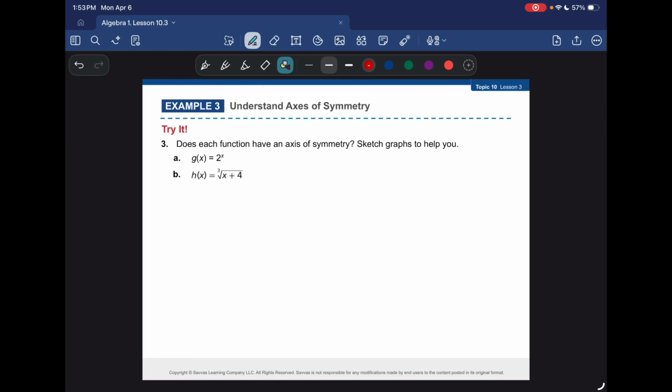Does each function have an axis of symmetry? Well, let's just remember, only quadratic functions and absolute value functions have axes of symmetry. So what kind of function do we have in A? The x is in the exponent. This is the input in the exponent. So this is an exponential function. Therefore, it does not have an axis of symmetry.